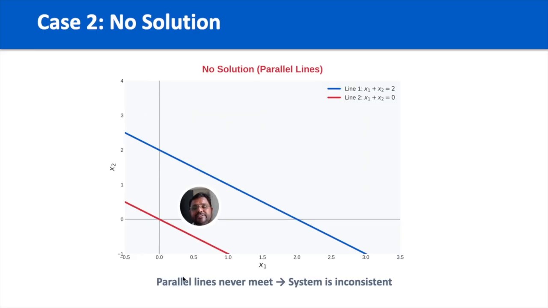Then what about the case of no solutions? The lines above and below are parallel, they never meet. That means there is no solution. The blue line is x1 plus x2 equals 2, which is the upper line, and the lower line is x1 plus x2 equals 0. They never meet, so there is no solution. This kind of system is called an inconsistent system.